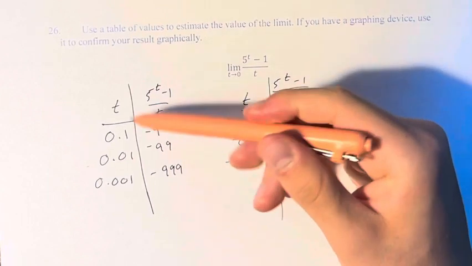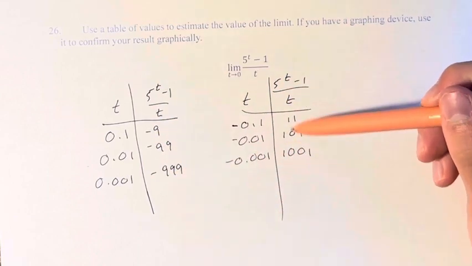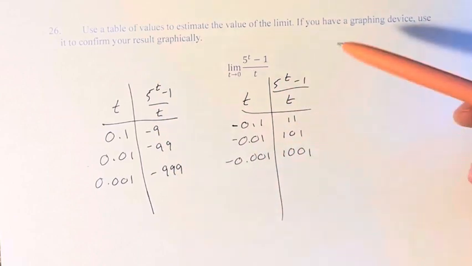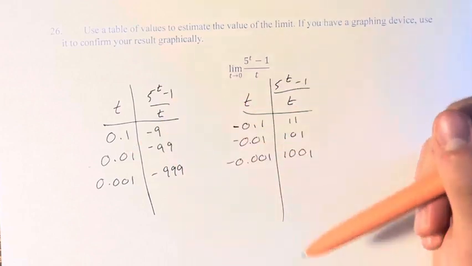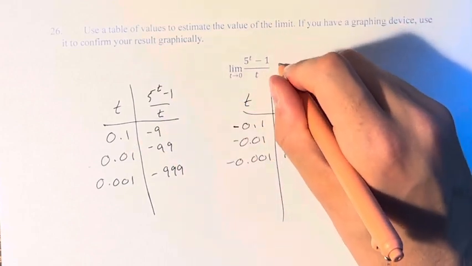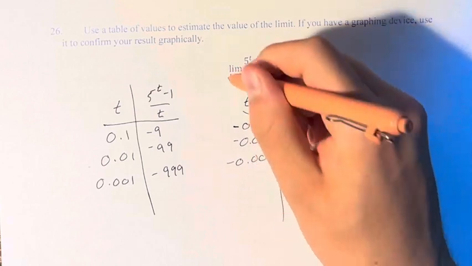And so if you notice, these values are going off to negative infinity, and these values are going off to positive infinity. Therefore, since the left and right limits do not equal each other, the overall limit does not exist.